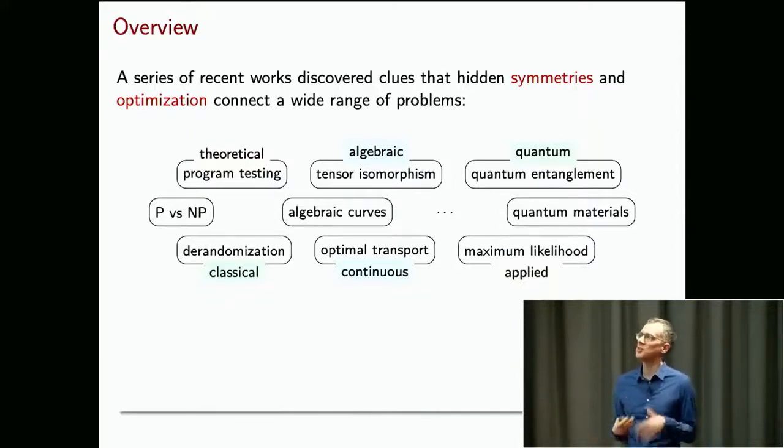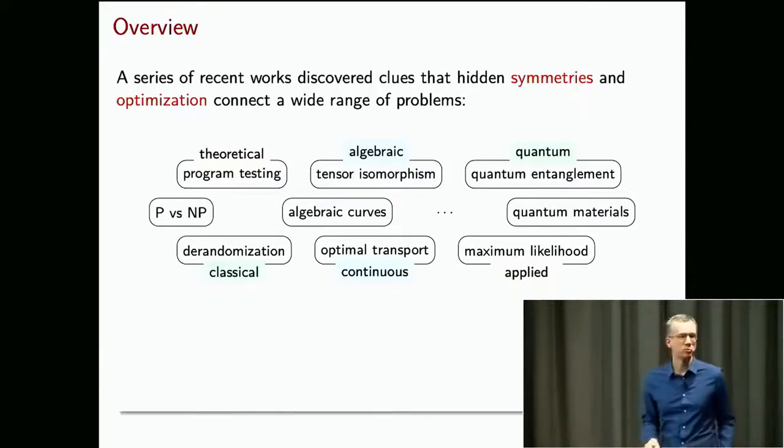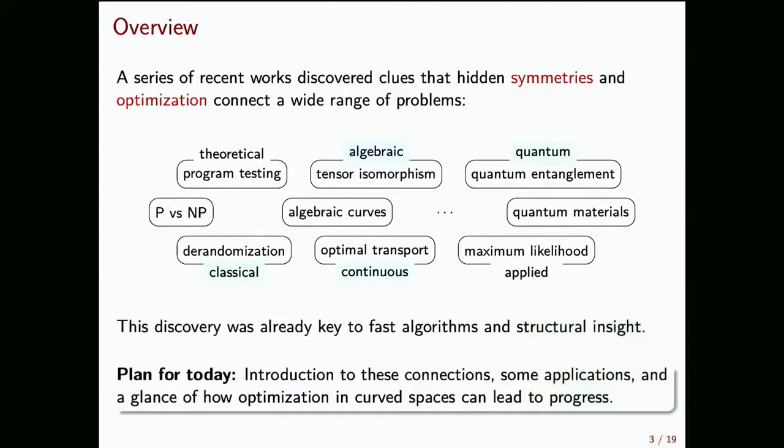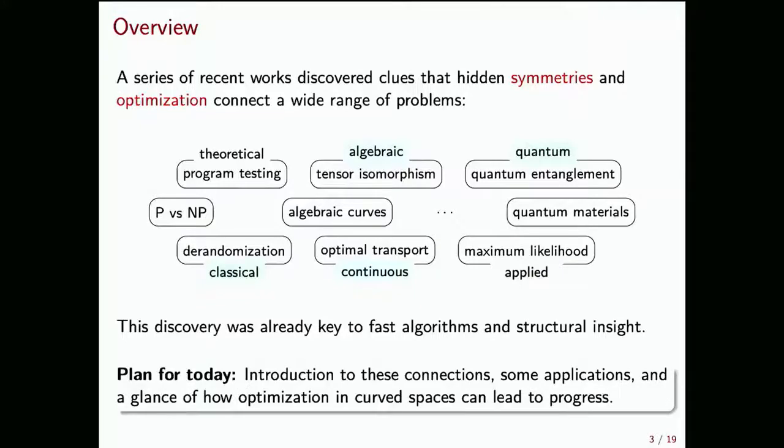And what we are trying to understand in this program is to connect these problems and to find common methods. Okay. And what gives us hope is that in special cases, thanks to the work of Avi and others, we already know that these ideas can be used to find fast algorithms and to obtain new insight. And so the plan for today is to give you an introduction to these connections on a little bit of a technical level, perhaps too technical, show some applications, and to give you a glance of how optimization on curved spaces can lead to progress in this area. Okay. It would be fantastic if I had known this when I started.